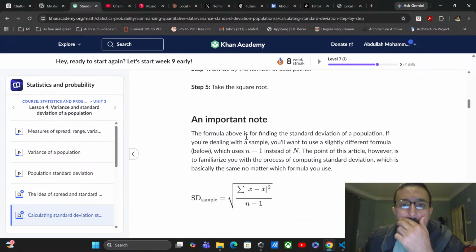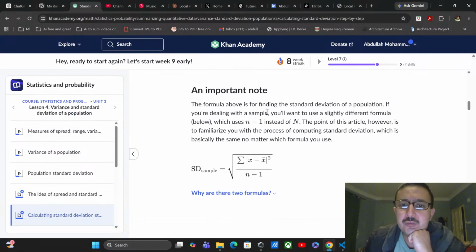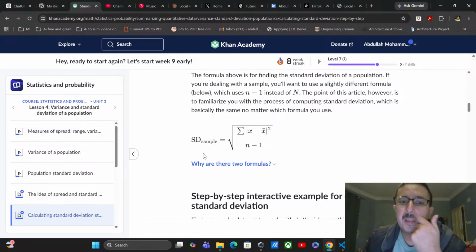Now an important note. The formula above is for finding the standard deviation of a population. If you are dealing with a sample, you will want to use a slightly different formula below, which uses n minus 1 instead of n. The point of this article, however, is to familiarize you with the process of computing standard deviation, which is basically the same no matter which formula you use. This is for a sample.